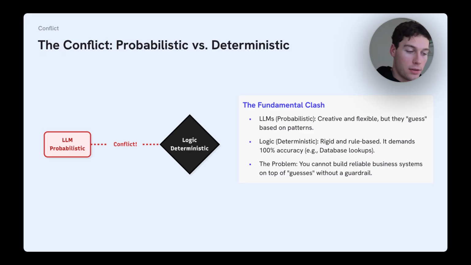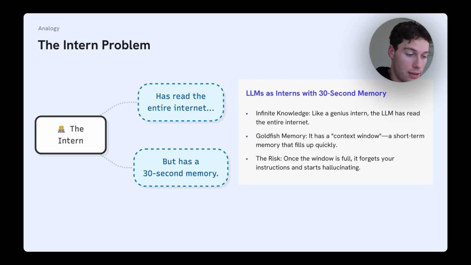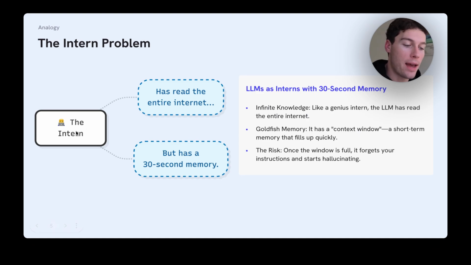So we need a mental model to understand exactly how this crash happens. And for that, I use the intern analogy. I want you to imagine your LLM as an intern. On one hand, they're a genius. They have read the entire internet. They know Python, history, medicine, law, everything. That represents the infinite knowledge of the model. And this is why we use LLMs.